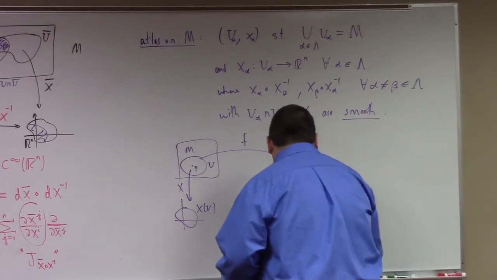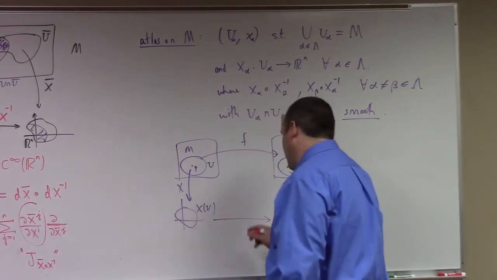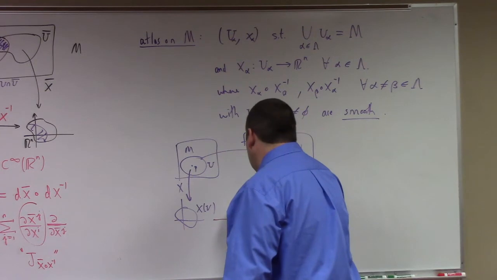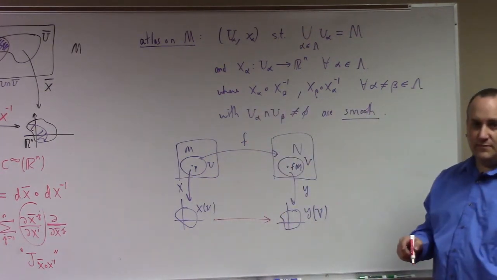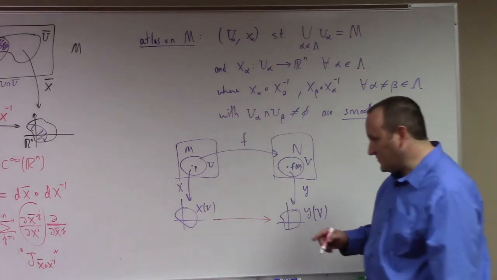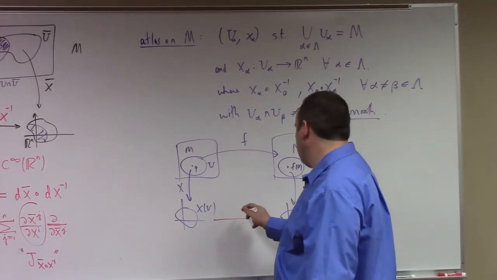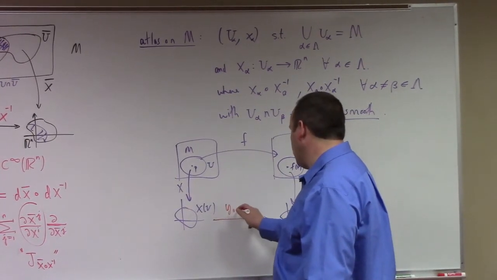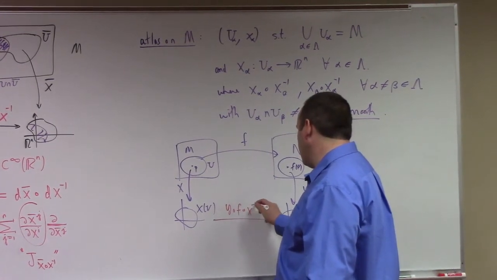What do we mean when we say F is a smooth function from manifold M to manifold N? We mean that the local coordinate representative of F is smooth with respect to the appropriate choice of local coordinate representatives at each point in its domain. Which is to say that this map is smooth, which is to say Y composed with F composed with X inverse is smooth.